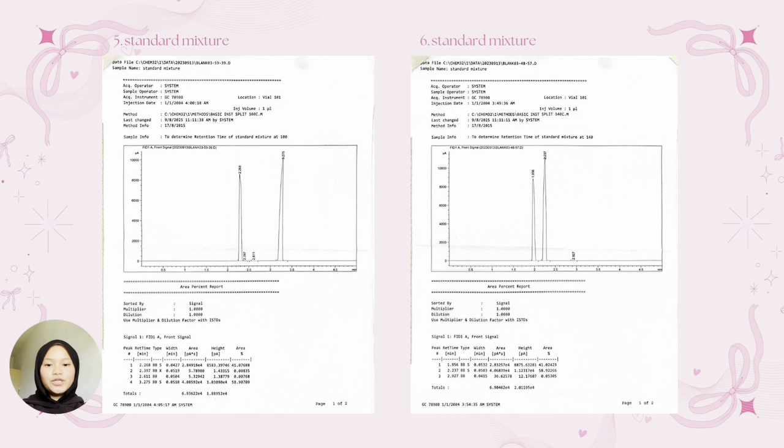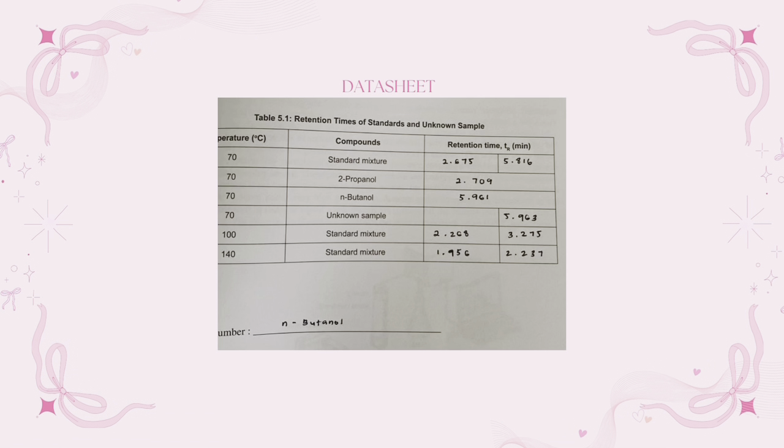When the column temperature was increased to 100 Celsius, the retention time decreased to 2.268 minutes for 2-propanol and 3.275 minutes for n-butanol. This is because increasing the temperature increases the volatility of the compounds, allowing them to move through the column more quickly. At 140 Celsius, the retention times further decreased to 1.956 minutes for 2-propanol and 2.237 minutes for n-butanol. Although the analysis became faster, the two peaks moved much closer together, meaning the chromatographic resolution was reduced.